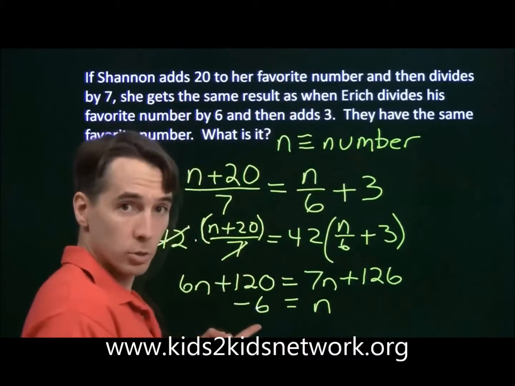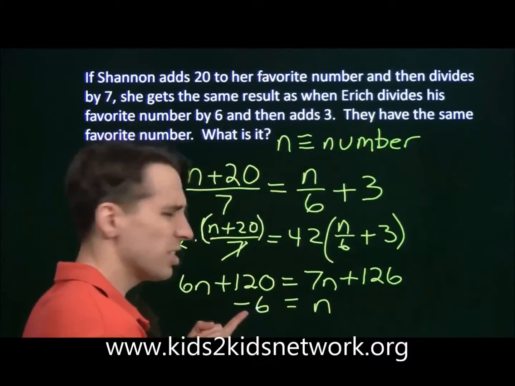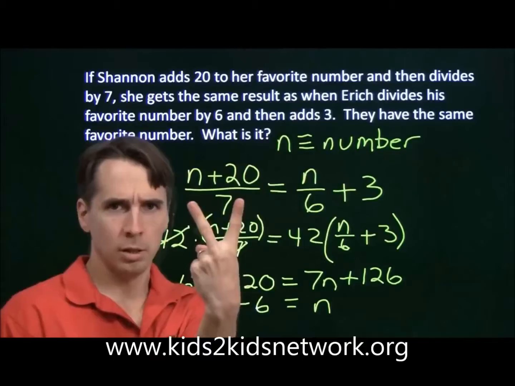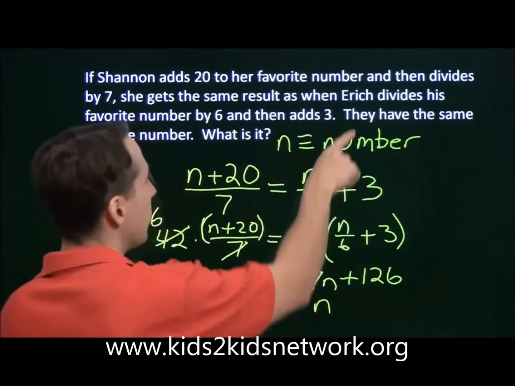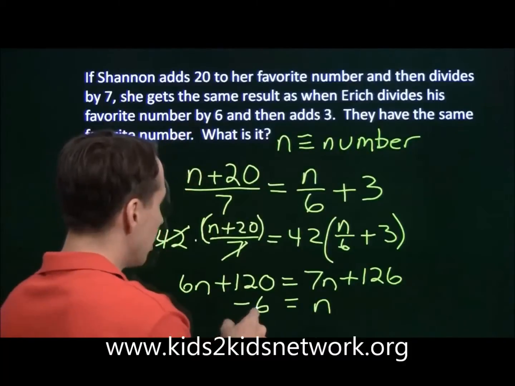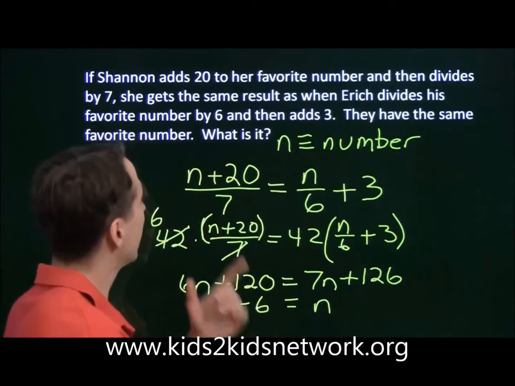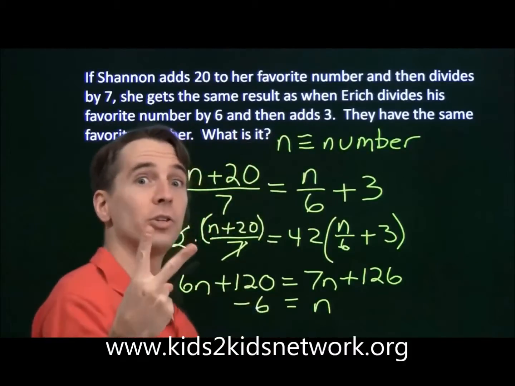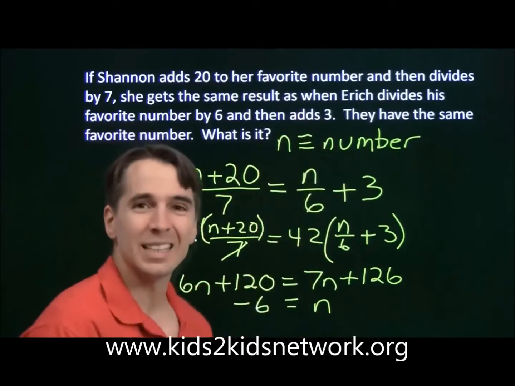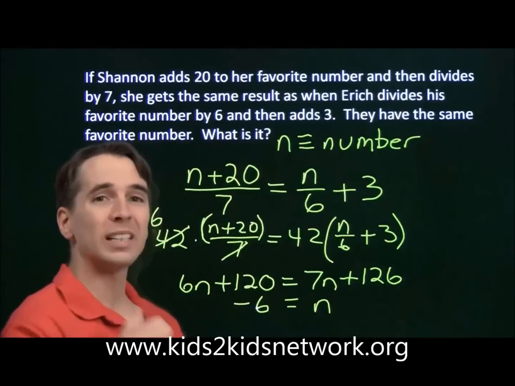Shannon adds 20 to her favorite number. 20 plus a -6, that's 14. And then divides by 7. That gets her 2. Now let's see what happens with Eric. Eric divides his favorite number by 6. So 6 divided into -6, that gives -1. He adds 3. That also gives us 2. They have the same favorite number. They get the same result. Our answer is correct, and we're done.